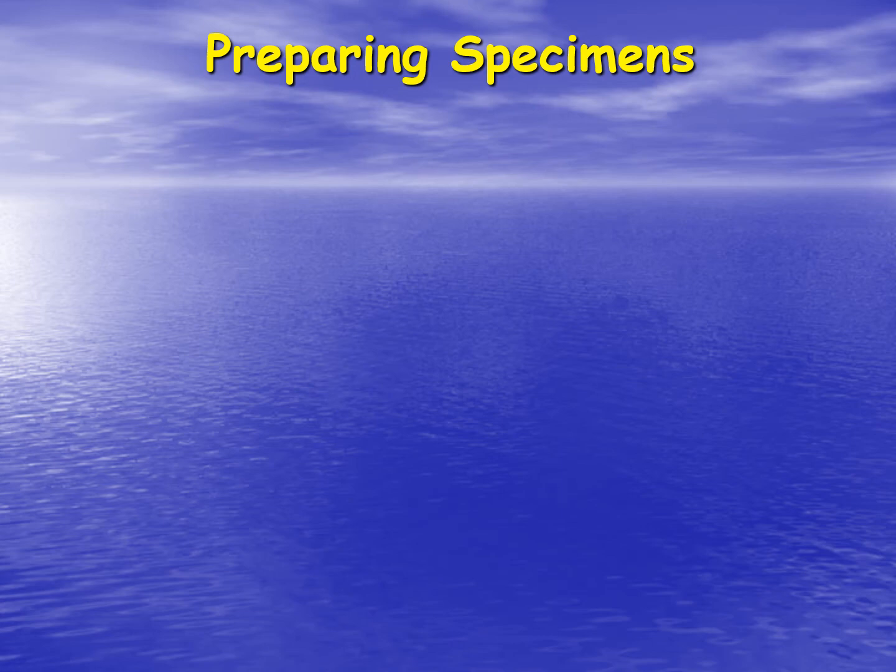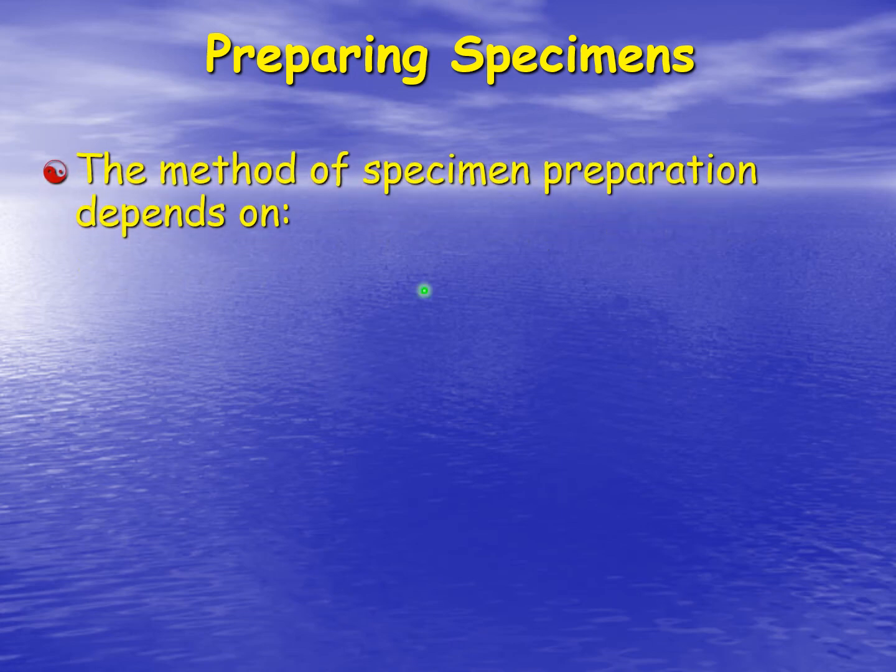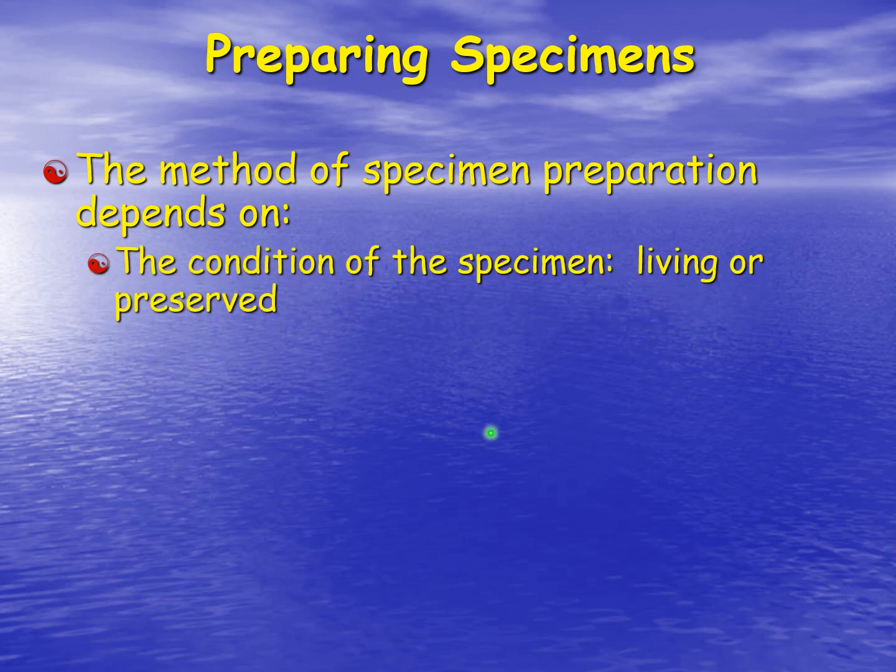Okay, so how do we prepare the specimens? Well, the method of specimen preparation will depend on several things. One, the condition of the specimen. Do we want to look at it in the living state or the preserved state? Now, let me just say this one thing. To look at a living state organism, you cannot stain it. Stains will kill a living organism.